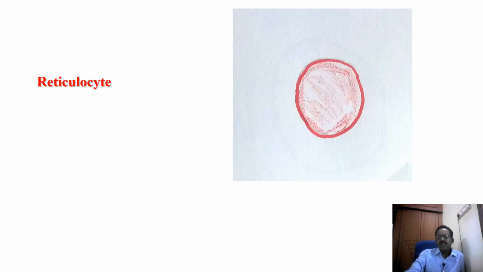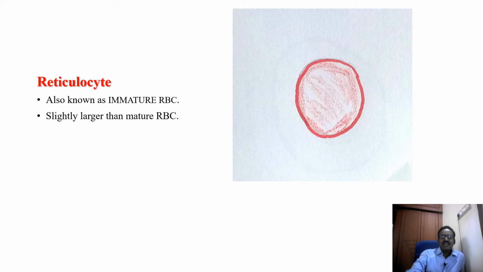Reticulocyte is the immediate precursor of red blood cells, also known as the immature RBC, slightly larger than mature RBC. It contains a reticular network seen in the cytoplasm. The reticular network is the remnant of the organelles and nucleus materials. It can be stained with the supravital stain. Normally 0 to 1% reticulocytes are present in adult human beings.